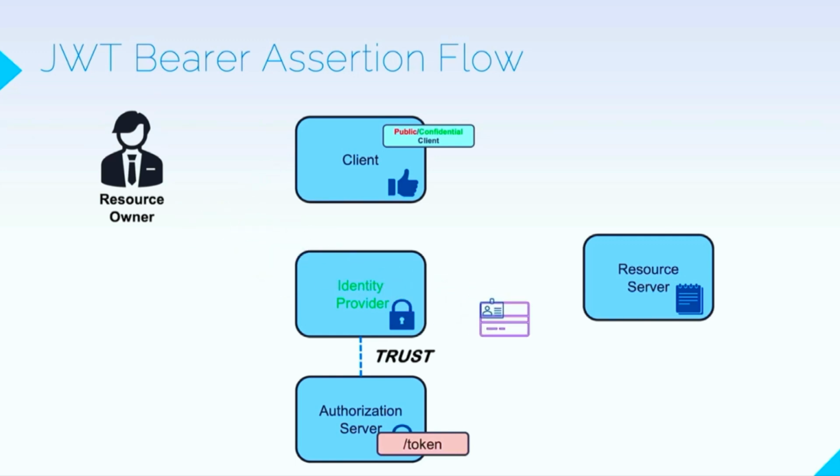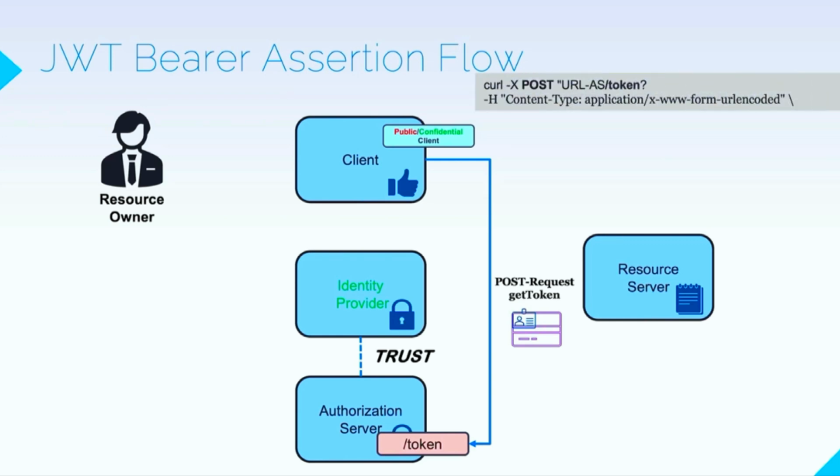The client receives the JWT bearer assertion and sends a post request to the token endpoint of the authorization server to exchange the assertion for an OAuth 2 access token. Here is how the curl command looks. The client sends a post request to the token endpoint.